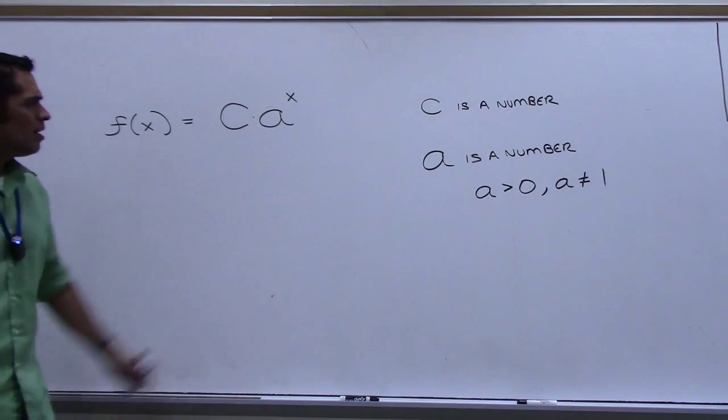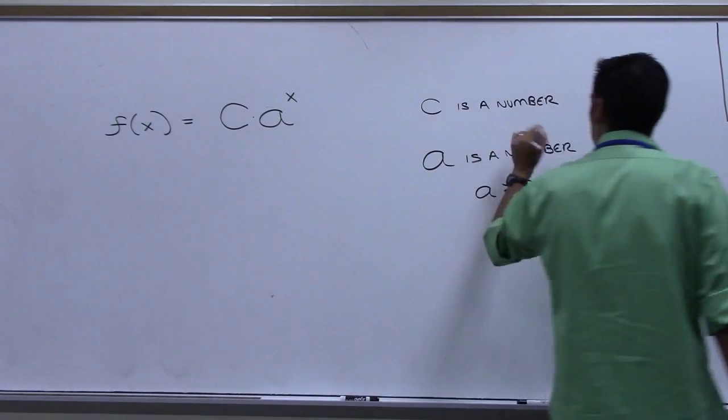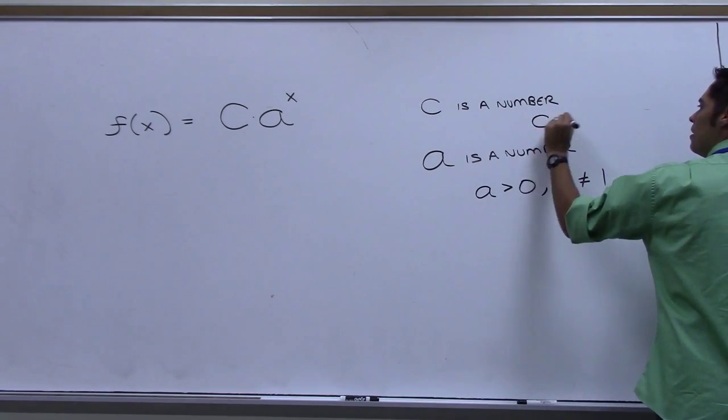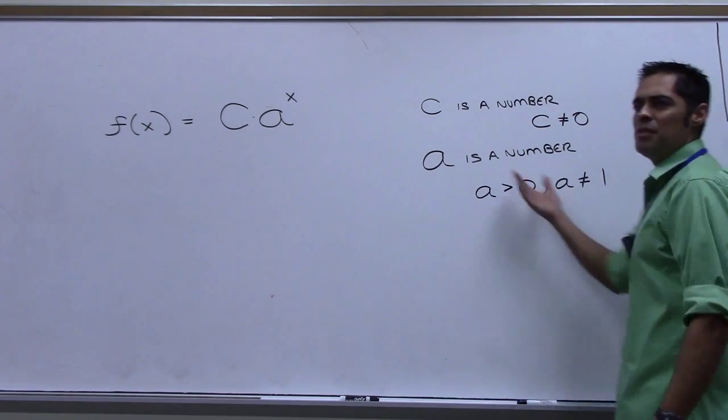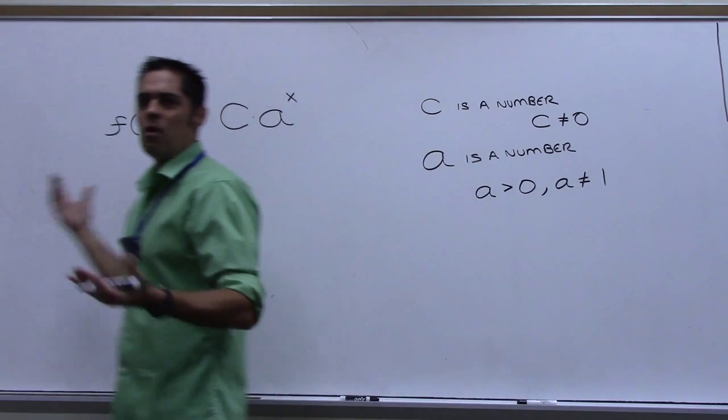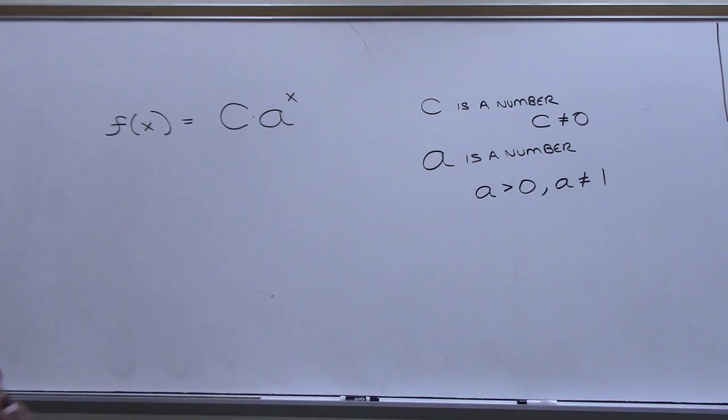Also, there is a restriction on c, because it would be stupid to let c be 0, right? Because if c was 0, the whole thing would just be 0. Can we just say that a is greater than 1? No, because a could be a fraction like 1/2.